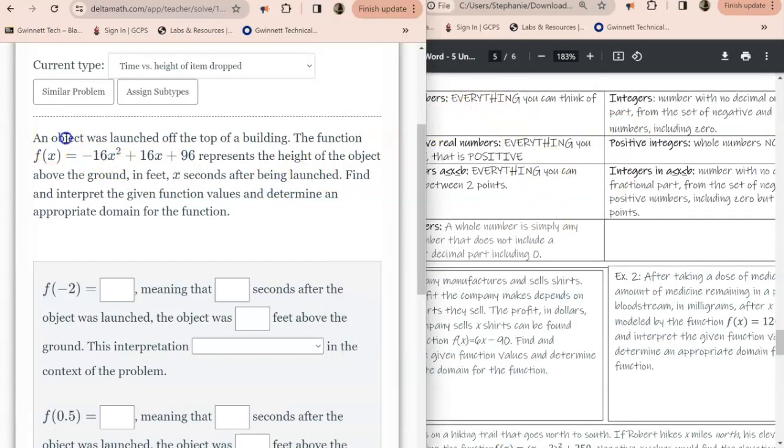All right, so an object is launched off the top of the building. So it goes up. Actually, it's launched over here. So say this is the bottom right here. This is the top. It's launched. It goes up and then comes back down.